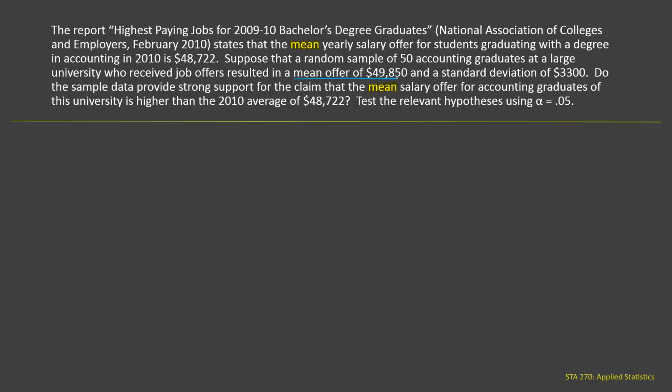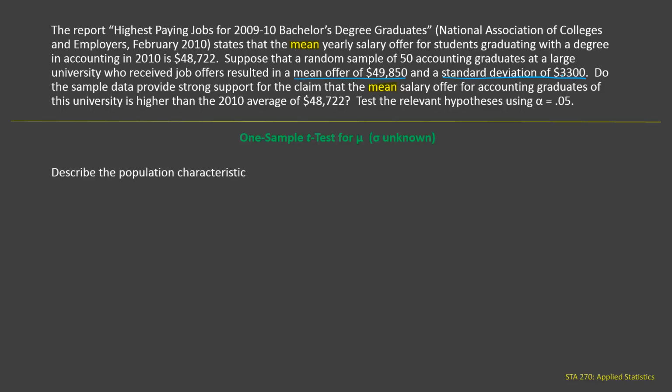of $49,850 along with a standard deviation of $3,300. Now those numbers were based off of this sample of 50. This standard deviation is a sample standard deviation, not the population standard deviation, sigma. Sigma is unknown, so in this case we're going to go ahead and do a one sample t-test for mu. Because sigma is unknown, we're going to do the t-test.